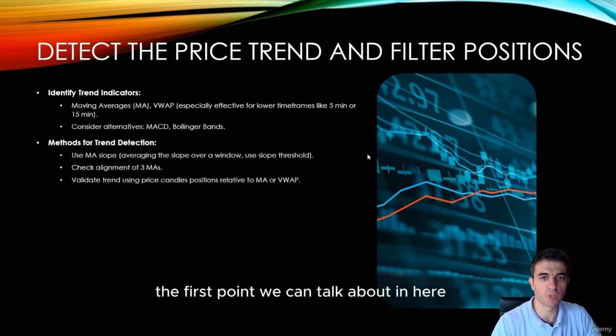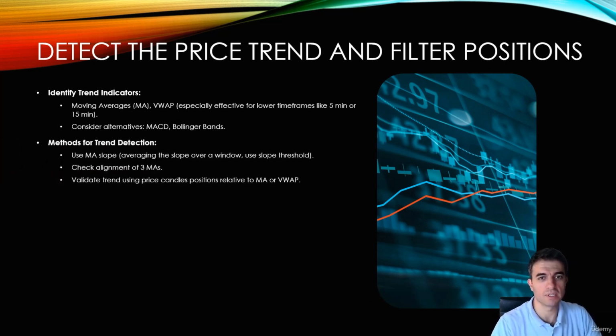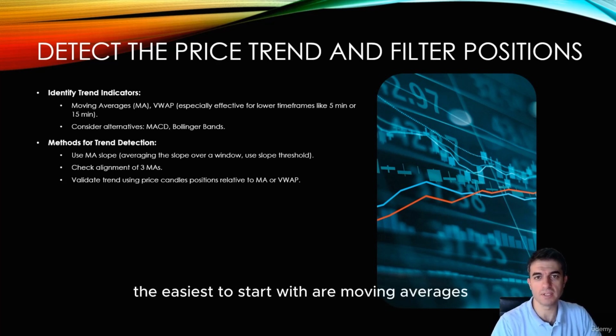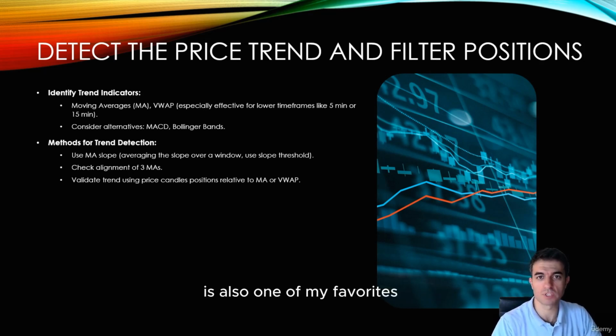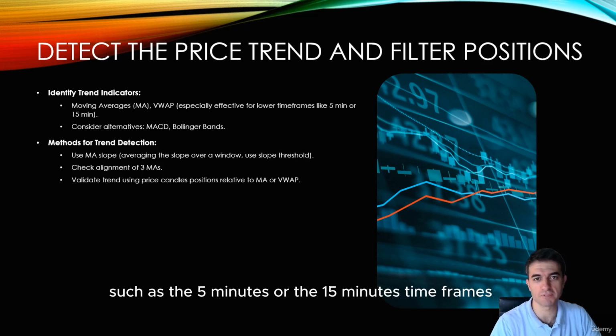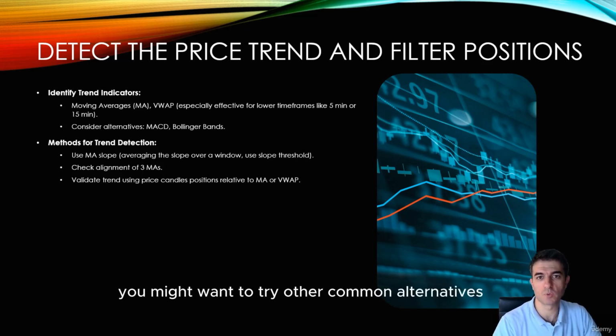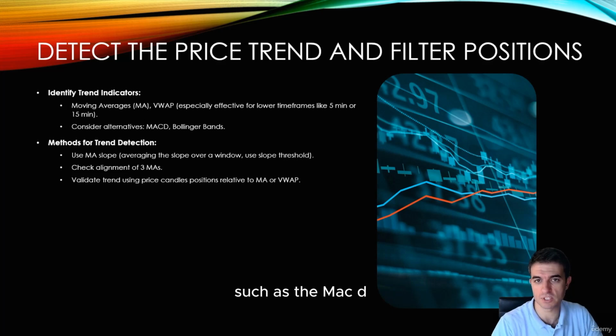The first point we can talk about here is how to identify the trend indicators. So first we need to identify the trend, and for this we will need a proper indicator. The easiest to start with are moving averages or the VWAP as well, which is also one of my favorites for lower time frames, such as the 5 minutes or the 15 minutes time frames. You might want to try other common alternatives, such as the MACD or the Bollinger Bands, but this is up to you. You can experiment on this later on after this course.